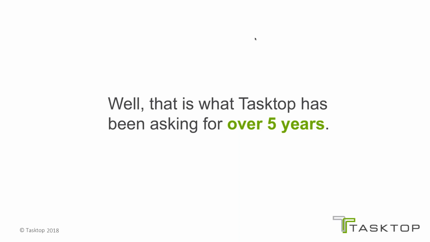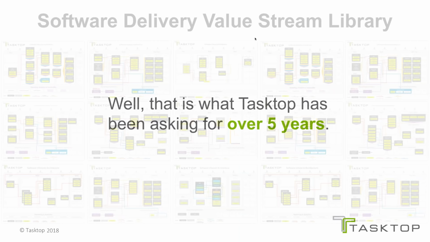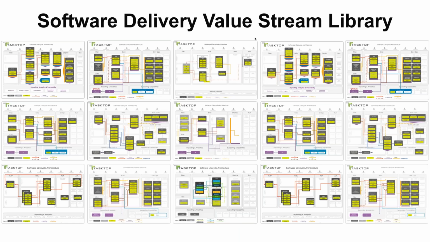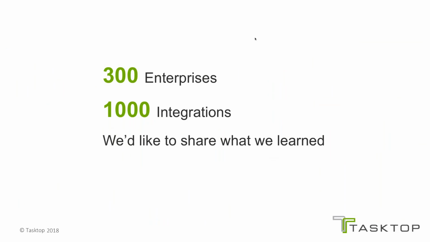And so here is a subset of what we call our software delivery value stream library. Try saying that fast 10 times in a row. It's not very easy to do. But it's been a very interesting road as we endeavored to really dig into these diagrams. Chandler actually spent, I don't know, a ton of hours on this project. So we've learned quite a bit. It was 300 different enterprises, over 1,000 different integrations, and we're super excited to share what we've learned.